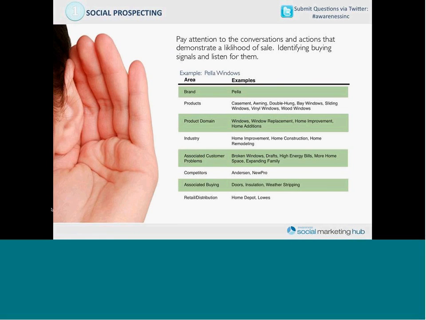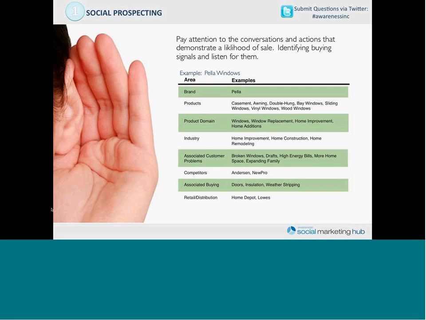Social prospecting is all about paying attention. It's about paying attention to the conversations and actions that demonstrate a likelihood of a sale, identifying buying signals and listening for them. Now, you've probably all heard of monitoring, and there's a bunch of different platforms and different ways to monitor information on the social web. So there are different areas that you're going to look at.